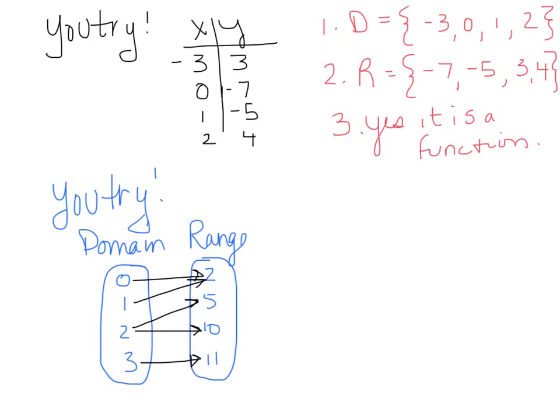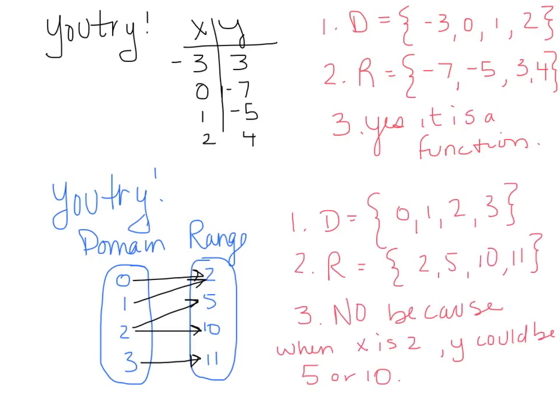Okay, try this one, same 3 questions, and give it a pause. Okay, you can see my domains and ranges are pretty straightforward. This is not a function. No, it's not a function, because when x is 2, y could be either 5 or 10. So that's the reason why. Don't get confused by the fact that the range, this 2 in the range set, has 2 possible inputs. That would be a converse, and we're not talking about that. Remember, we have to go x maps to y.